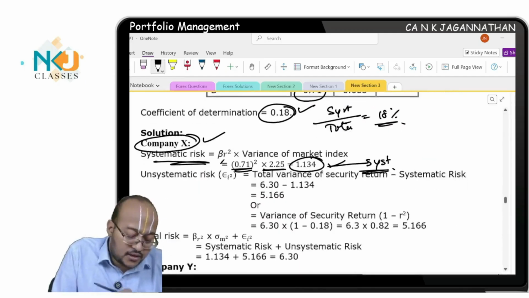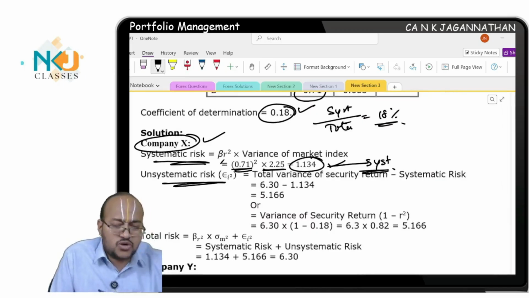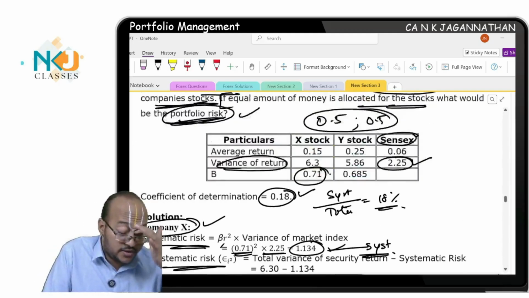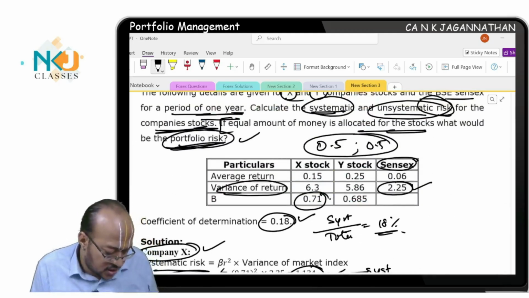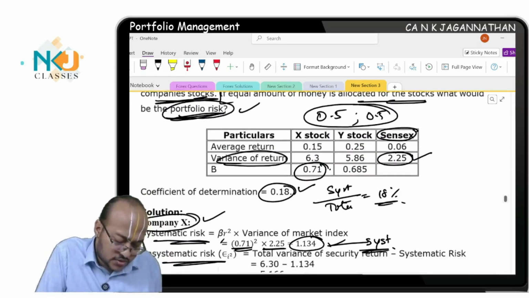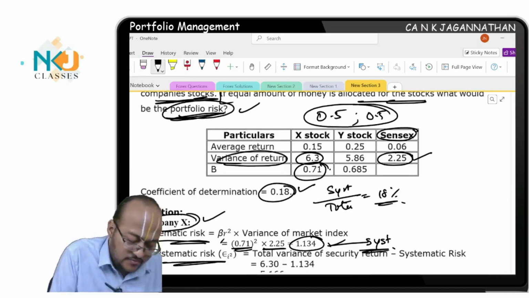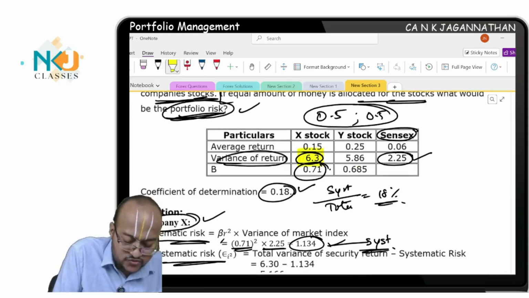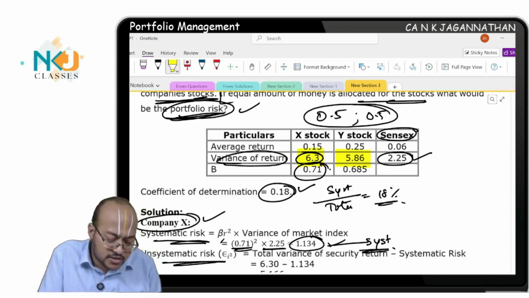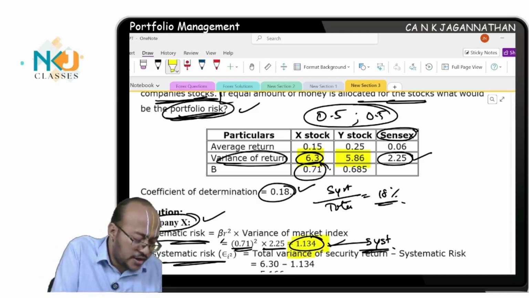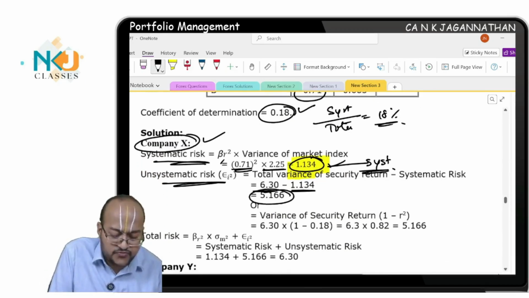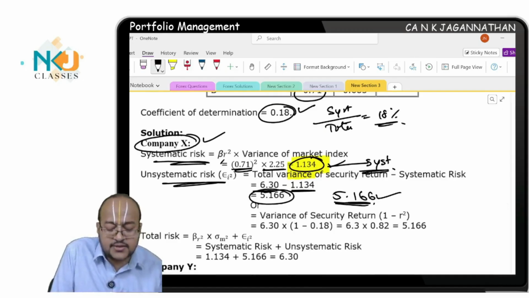This is systematic risk. Now unsystematic risk is nothing but total risk minus systematic risk. Either this way you can do, or one more method. See, very simple. What is the total risk? They have given the total risk of the security as 6.3. Where they have given variance, they have given total risk. Here they have given variance of X as well as Y, which means there is a total risk, out of which systematic risk comes to 1.134. Okay, you reduce the systematic risk. Out of 6.3, you reduce the 1.134, balance 5.166, you will get it as unsystematic risk.